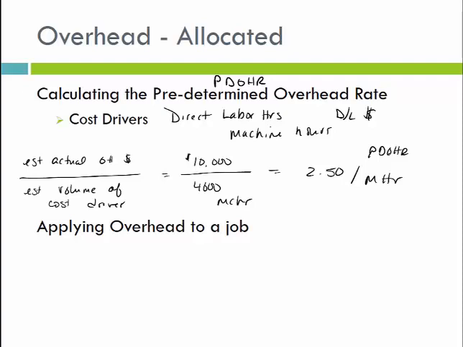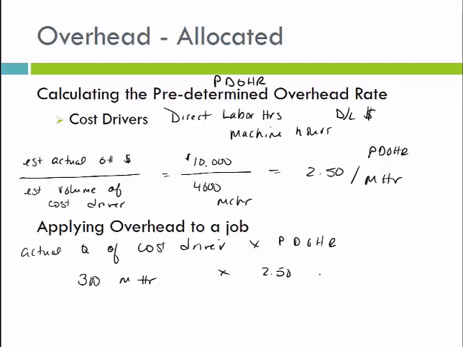That's how it works. So when we apply it, we would take the actual quantity of the cost driver. So let's say this job incurred 300 machine hours. You would take that times your predetermined overhead rate, which in this case we said was $250, and that would give us our allocated overhead. And in this case, that would be $750. So I'm going to add $750 in overhead to this job.